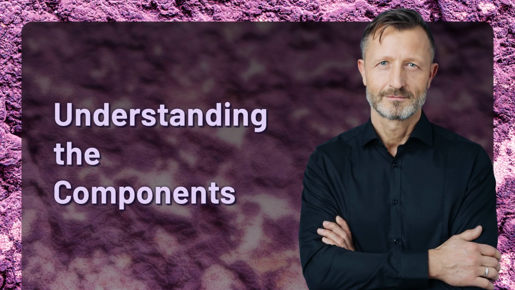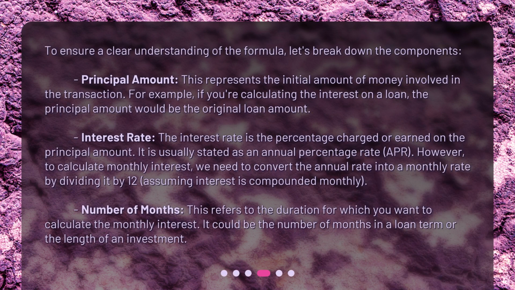Understanding the components. To ensure a clear understanding of the formula, let's break down the components. Principal amount. This represents the initial amount of money involved in the transaction. For example, if you're calculating the interest on a loan, the principal amount would be the original loan amount. Interest rate. The interest rate is the percentage charged or earned on the principal amount. It is usually stated as an annual percentage rate, APR.